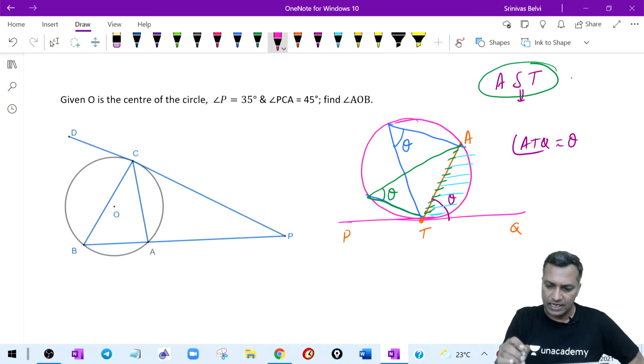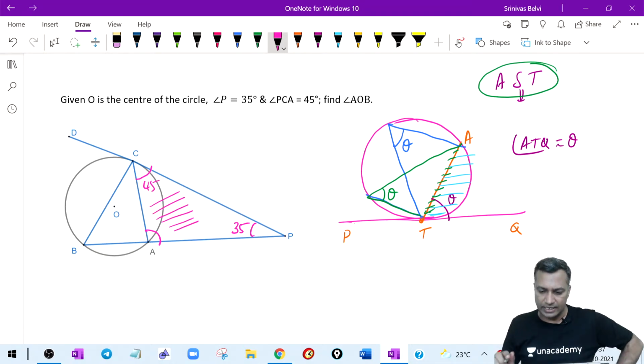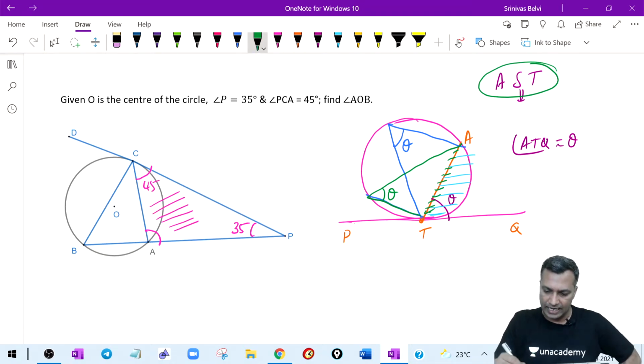Good. So let's see where the alternate segment theorem is applicable. Here, this is 35. Then angle PCA is 45. I can look at this particular triangle and first find this particular angle. I have 35 here, I have 45 here, and therefore that is 80. Therefore, this is 100. Good.